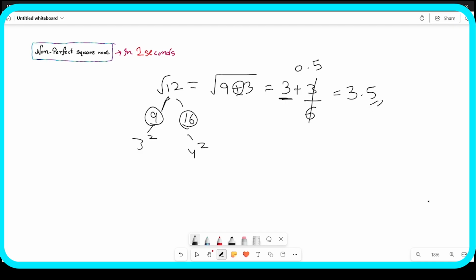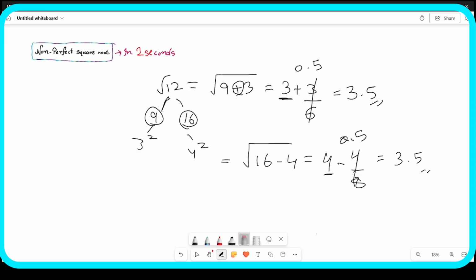And about 16. Square root of 16 minus 4, because square root of 16 is 4. That is the same sign, minus, and 4. How much is it less? 4 less. So 4 divided by double of this 4, which is 8. If we cancel, we get 0.5 and the answer is 3.5.